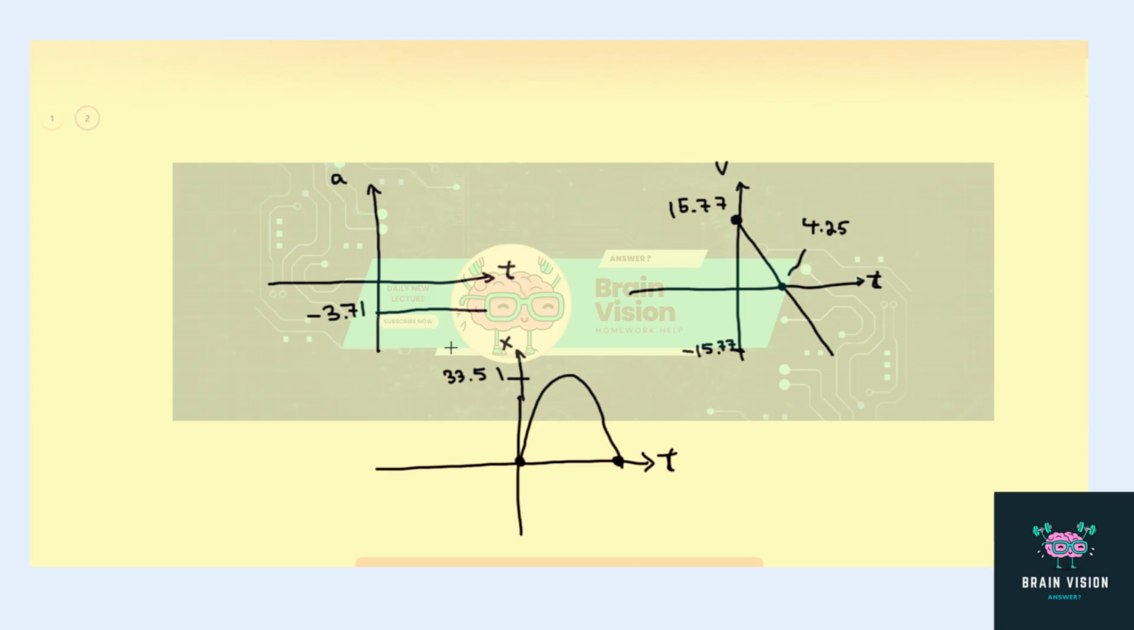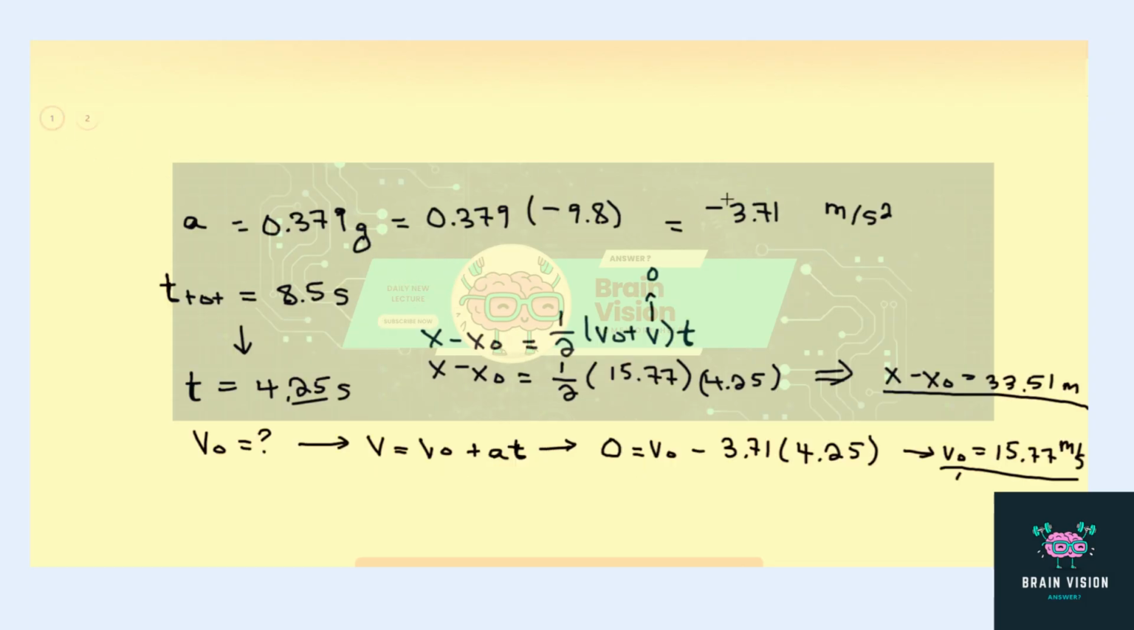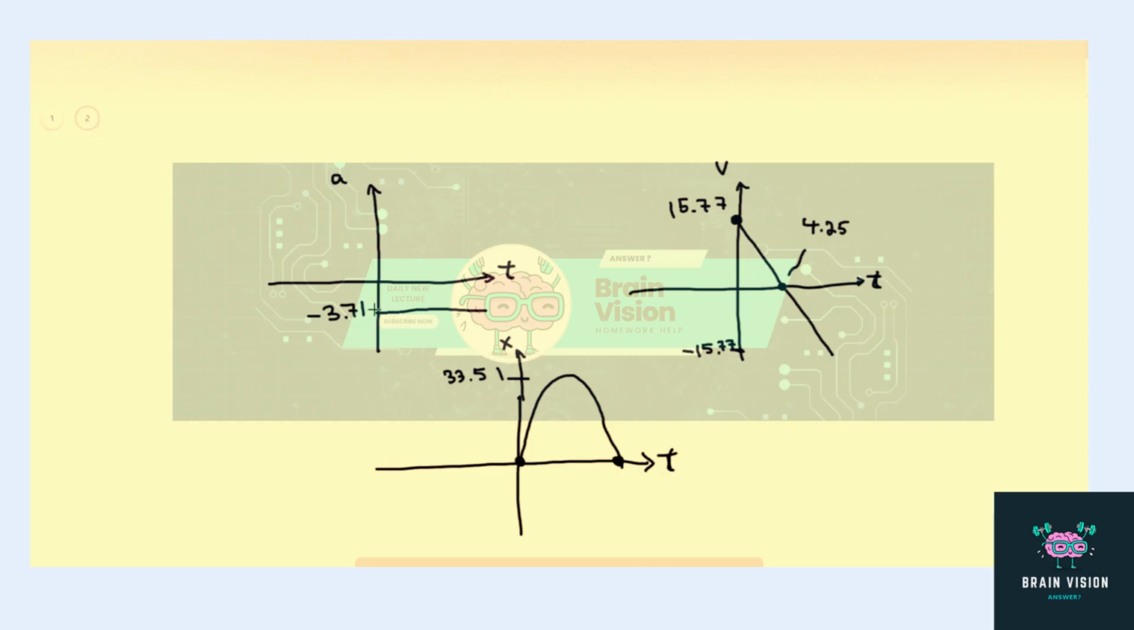And so I actually think it's easiest to start with a graph of a versus t. Since we calculated at the very beginning that a is negative 3.71 and it's not dependent on time, that means the graph is just a horizontal line at negative 3.71.